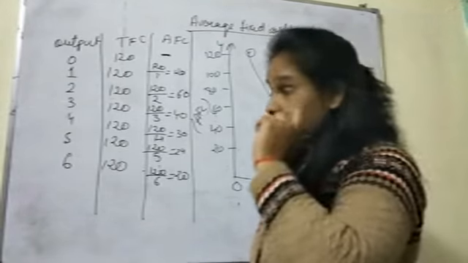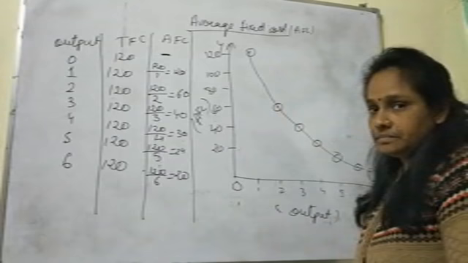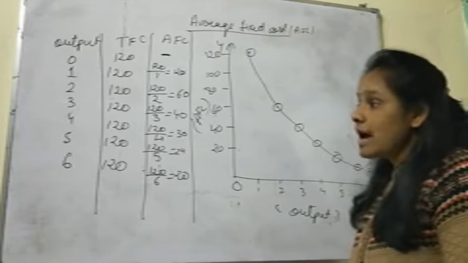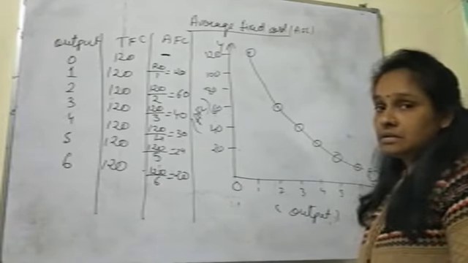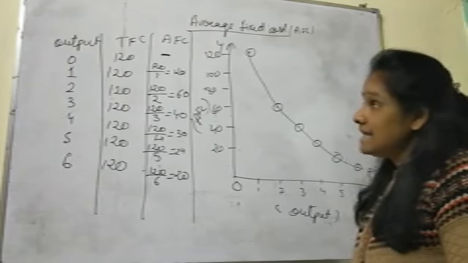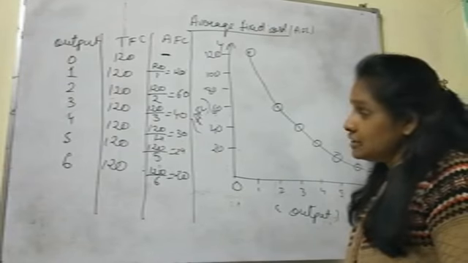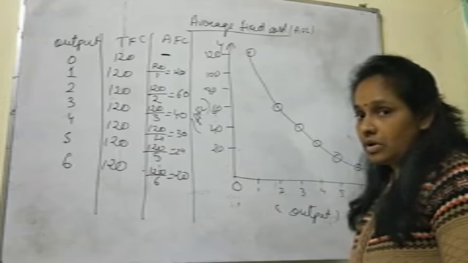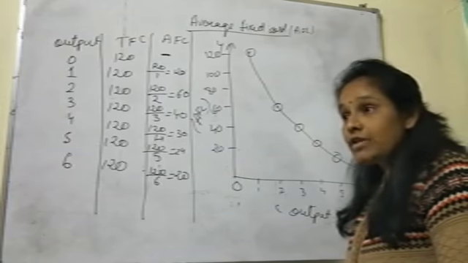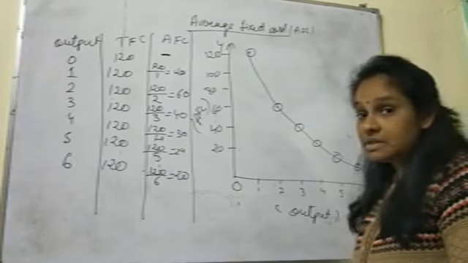Okay, so write down first about the schedule. In the above schedule, we can see that as the level of output is increasing from 0 to 1, 1 to 6, then average fixed cost is decreasing from 120 to 60, and from 60 to 20. Full stop. Then write, hence, average fixed cost decreases with the increase in the level of output. This is about the schedule.